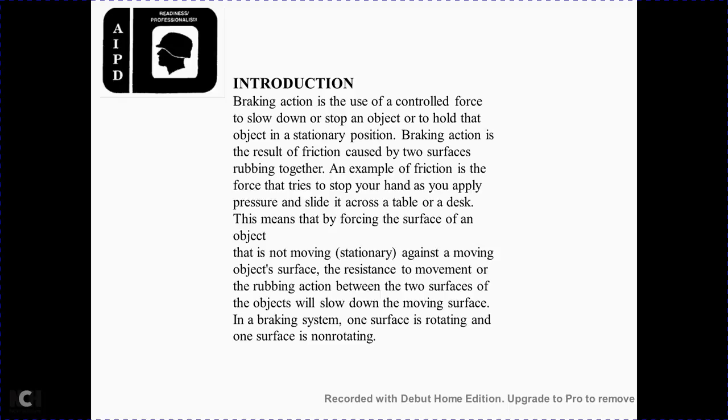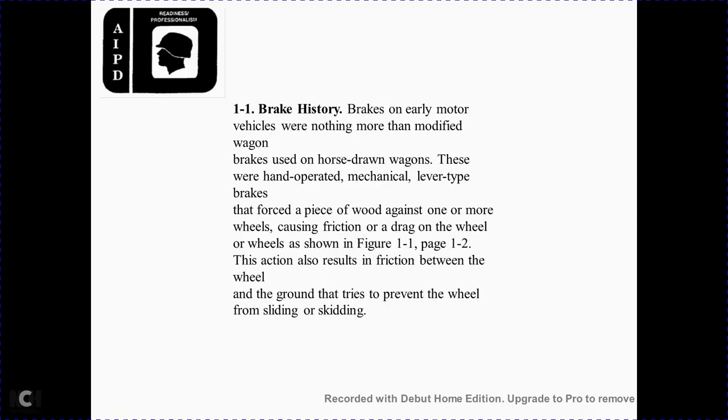That means forcing a stationary surface against a moving object surface. The resistance to moving, the rubbing action between the two surfaces, will slow down the moving surface of the braking system: one surface rotating, one surface non-rotating.